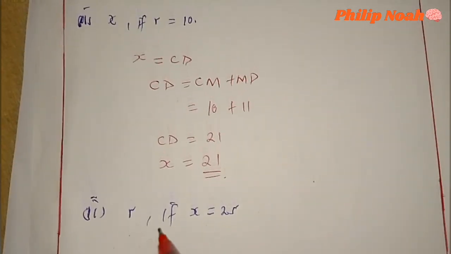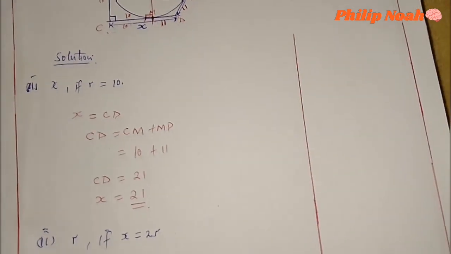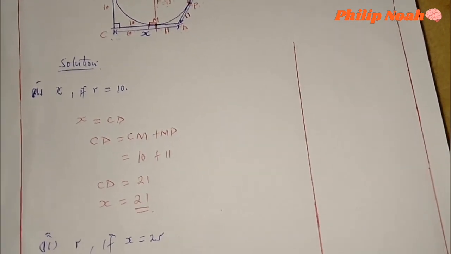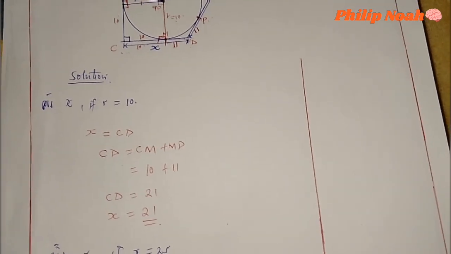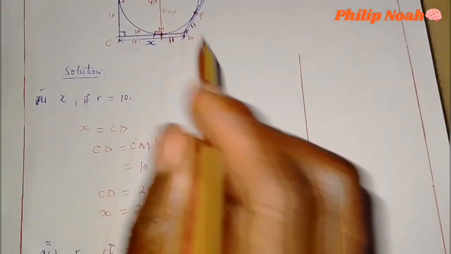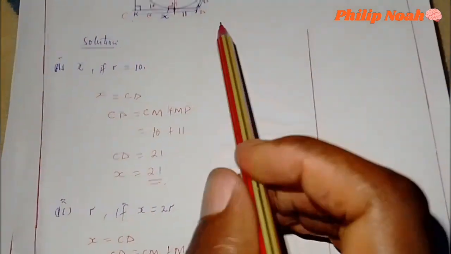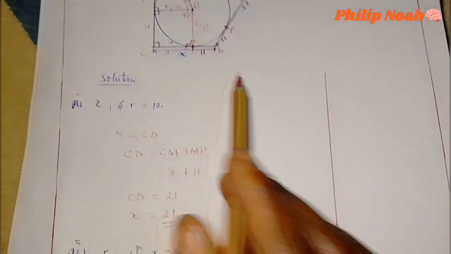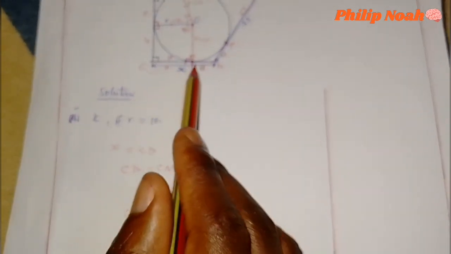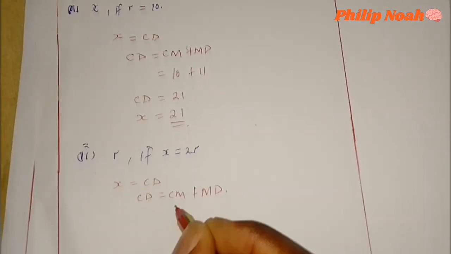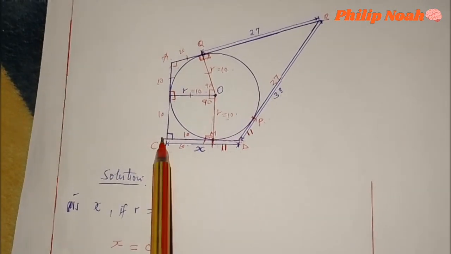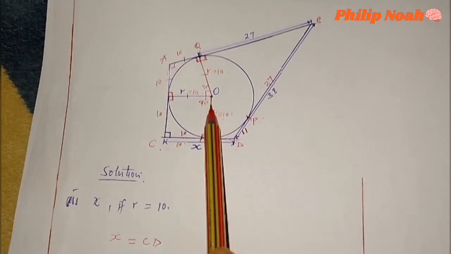You have said that x is equal to CD, and CD is CM plus MD. So MD will remain the same, and CM gives us the radius. It's the same as the radius. As you can see here, CM is the same as this radius here. Are you seeing? It's the same. So here is 10, here is 10. So CM gives us the radius.